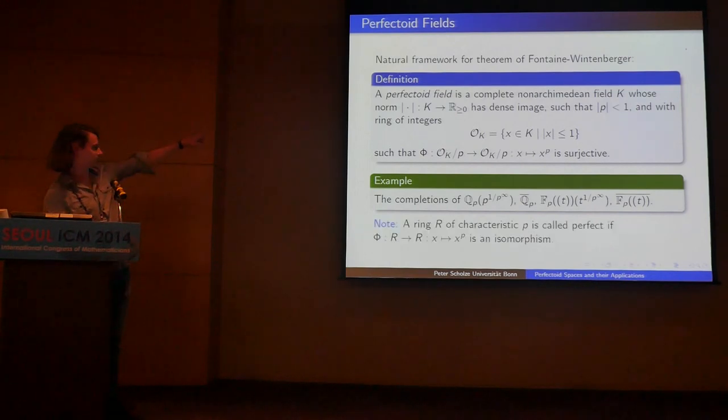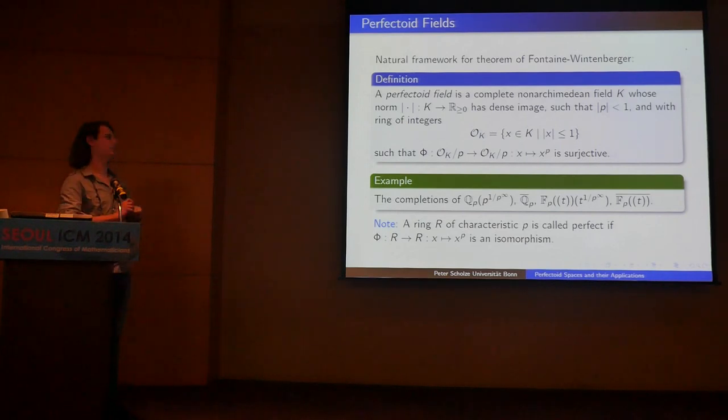A word about the name, perfectoid. This comes from the notion of perfect rings in characteristic p. A ring R of characteristic p is called perfect if the Frobenius map is an isomorphism. And so if my perfectoid field was of characteristic p, then the condition is just that it's perfect.